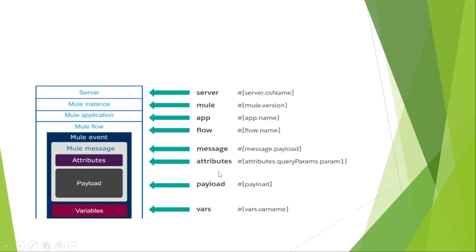From the development point of view, if you want to access something from the message, then we have message dot payload. What is the message? This whole thing, which comprises the attributes and the payload, is called the message.